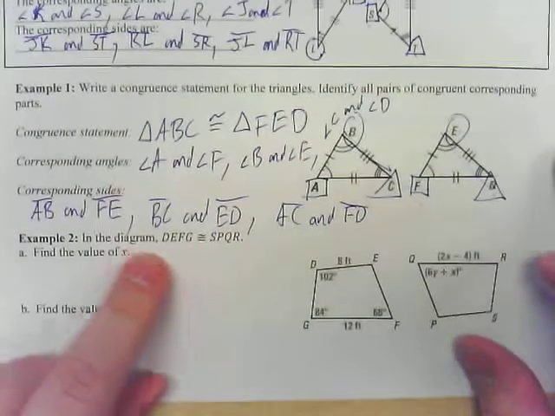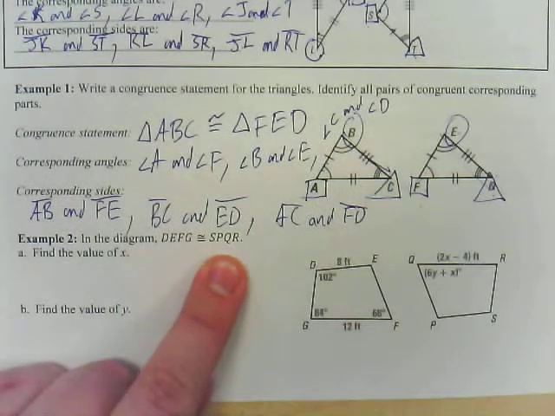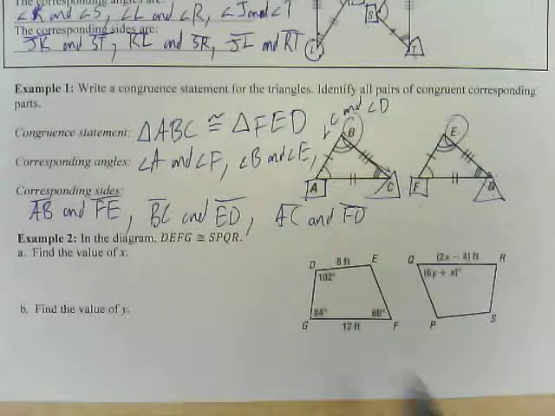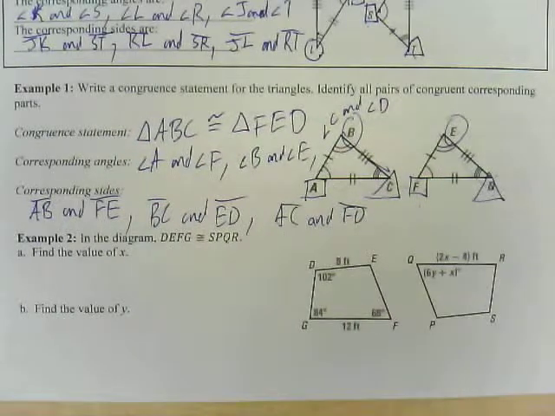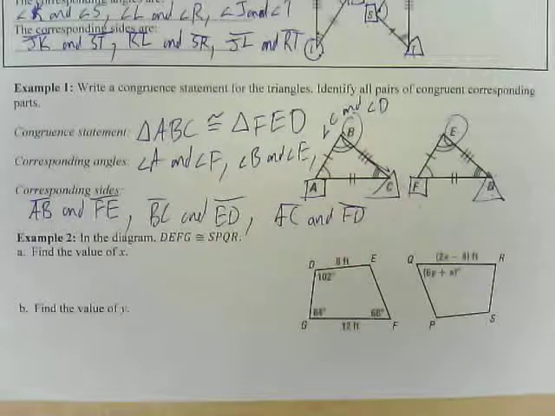All right, in the diagram, DEFG is congruent to SPQR. Now you'll notice that there are not triangle symbols before here or any kind of symbol there. So for any shape bigger than 3 sides, so this has 4 sides, and so does this one, we just write the letters. There's no special symbol that we really write for those. So just write the 4 letters for each, but the order still matters.